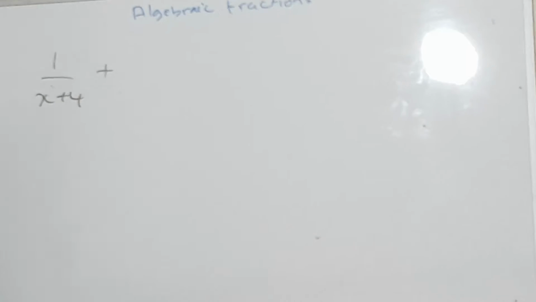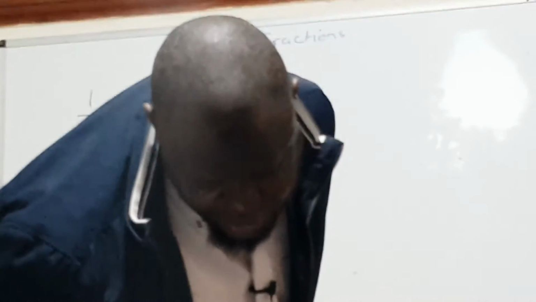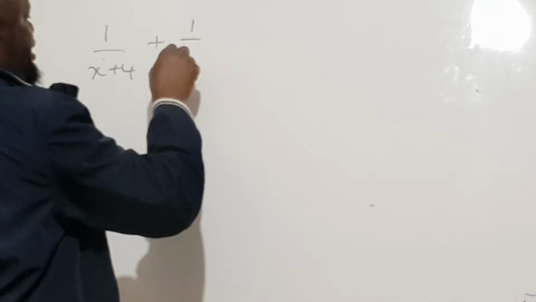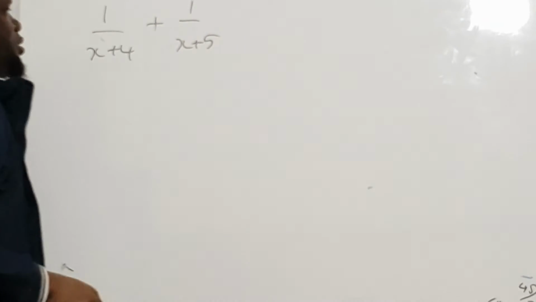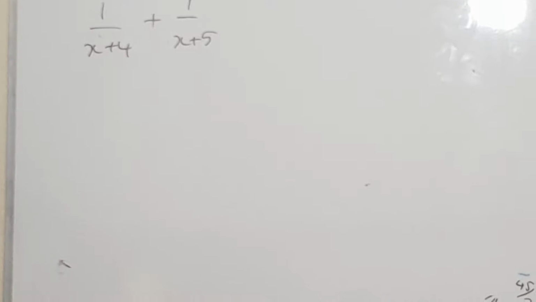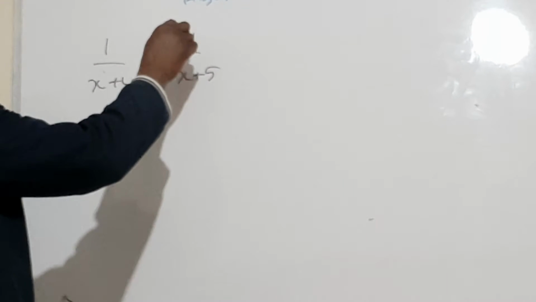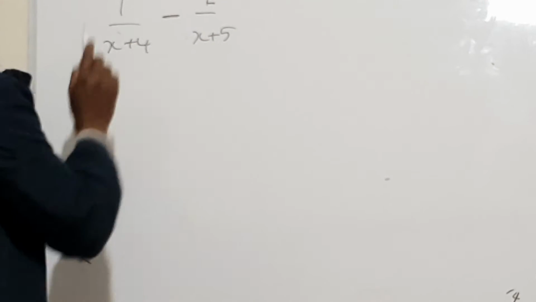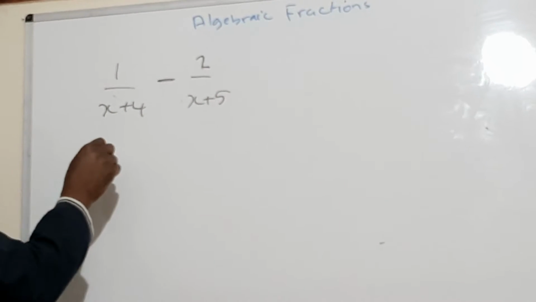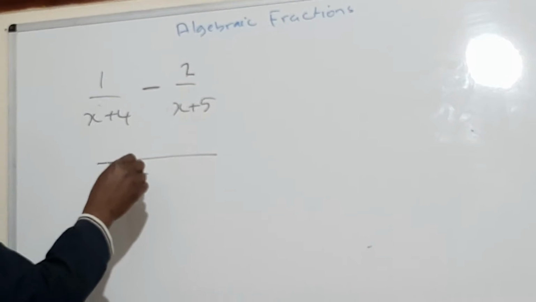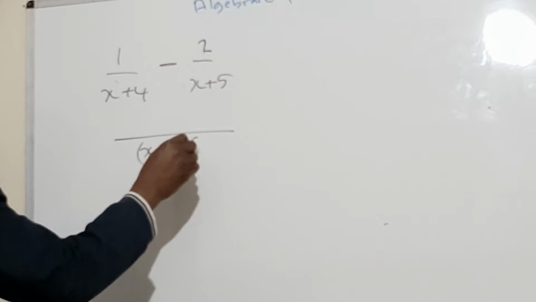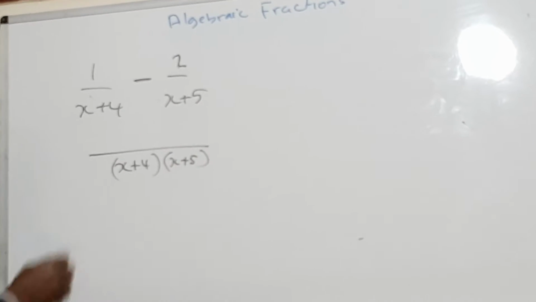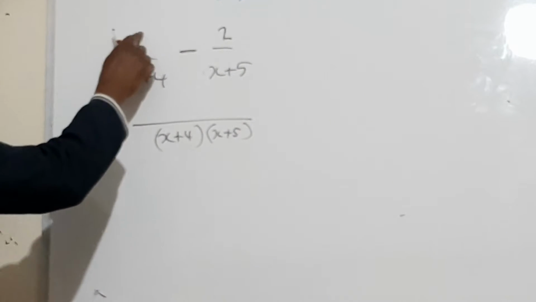Difficult one. 1 over x plus 4. And remember, you have to know this thing. Okay? Plus 1 over x plus 5. What do you think? Let me put 2 here so that they are different, and let me put minus here. Okay? So the LCM will be x plus 4 times x plus 5. Let me make this 3.